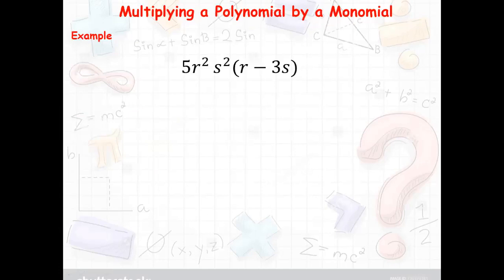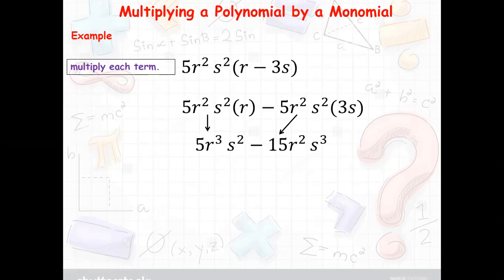Similarly, this was another example where you had two terms inside the parenthesis. If you have two terms inside the parenthesis, that means your answer will have two terms as well. All you need to do is multiply 5r square s square with r first, and then multiply 5r square s square with 3s. So you use each term once to multiply with the term outside. Once you multiply that, 5r square multiplied by r will give you 5r cube, and s square will be s square.